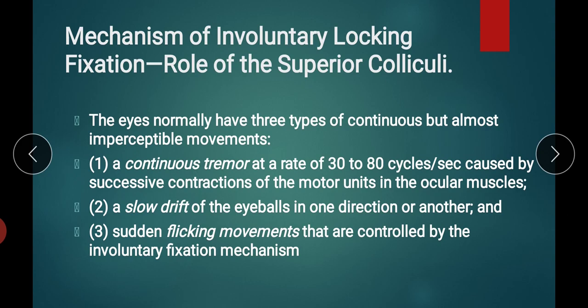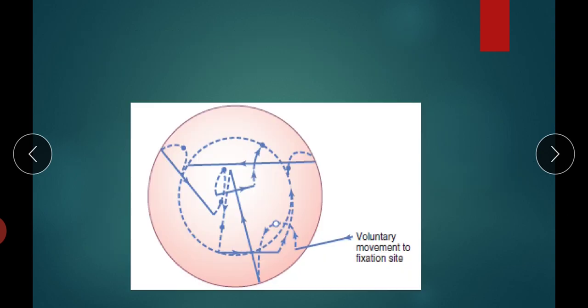So slow drift movements drag the image away from the center of the fovea slowly, and when they reach the edge of the fovea, when they are just about to move out of the fovea centralis, at that time the sudden flicking movement drags them back to the center of the fovea. In that way it keeps the image in focus, and tries to maintain the acuity of vision.